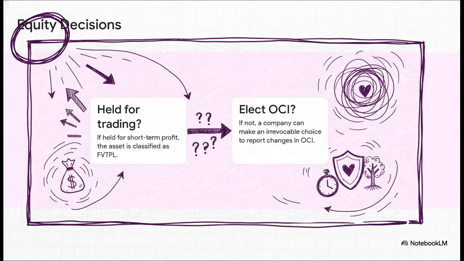For equity, the decision path is much more direct. The first question a company asks is, are we holding this stock to try and flip it for a quick profit? If the answer is yes, then it gets measured at its daily market price. Simple. But if it's a long-term strategic investment, the company gets to make a crucial choice, a one-time only decision that it can never, ever take back.